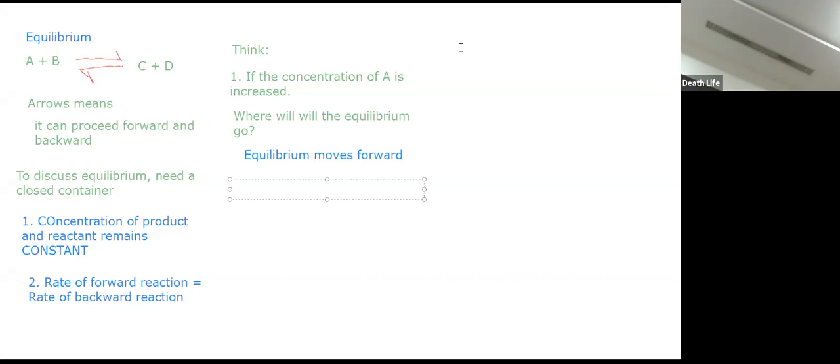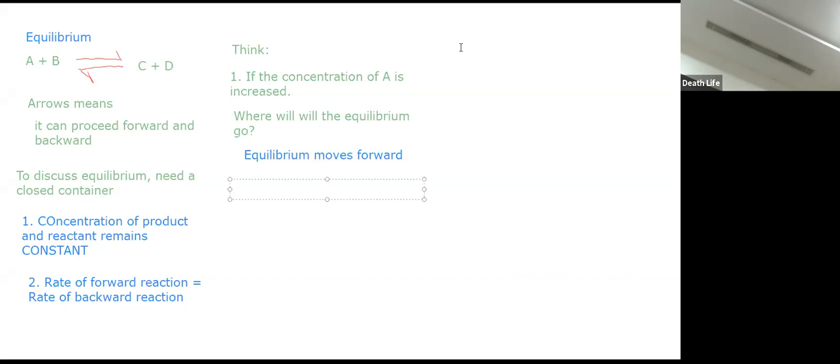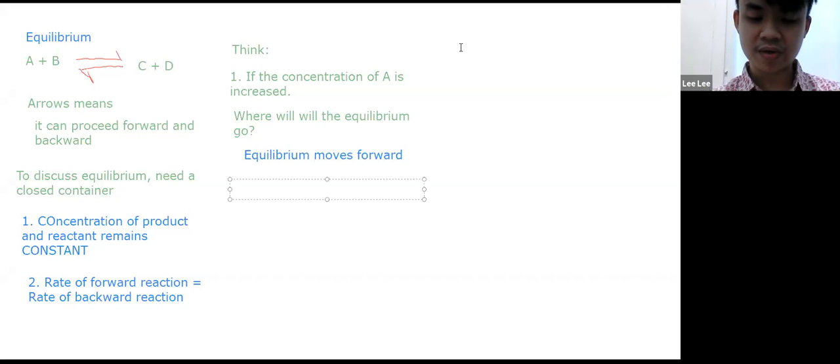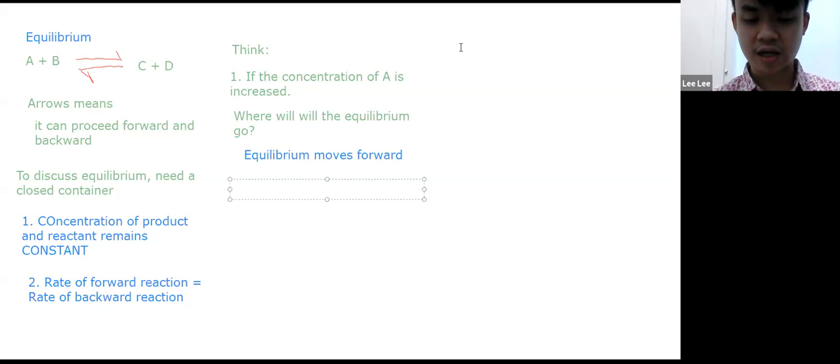forward, not backward. If the reaction proceeds backward, it means you produce A and B. But when you add A and B, you get C and D. So the reaction does not proceed backward, but forward. That's why I say the equilibrium shifts to the right, or moves forward.